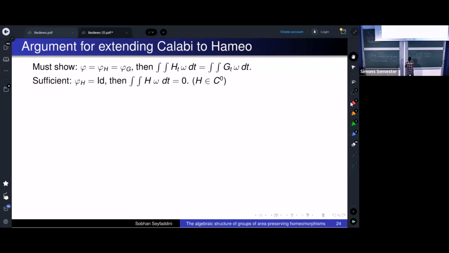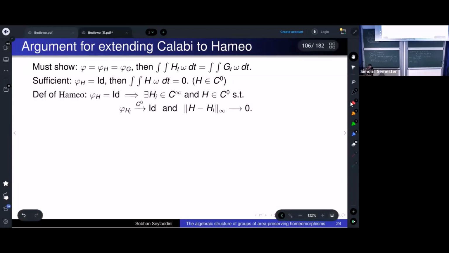And now what we want to show is average of H is 0. It's easy to reduce to this a priori simpler case. But what you have to keep in mind is that this H is a C0 function. It's not a smooth function. And so here's the definition of Hamiltonian, which I've recalled on the slide, which is on the board as well. And now we'll try to prove it.